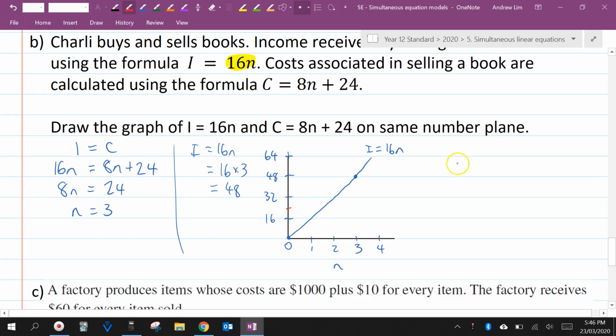So maybe it's best to do a table of values. Okay, so N and C, 0 and 1. If she sold nothing, her cost will be 0 plus 24, which is 24. If she sold 1 book, 8 times 1 is 8. It's going to cost her 32.